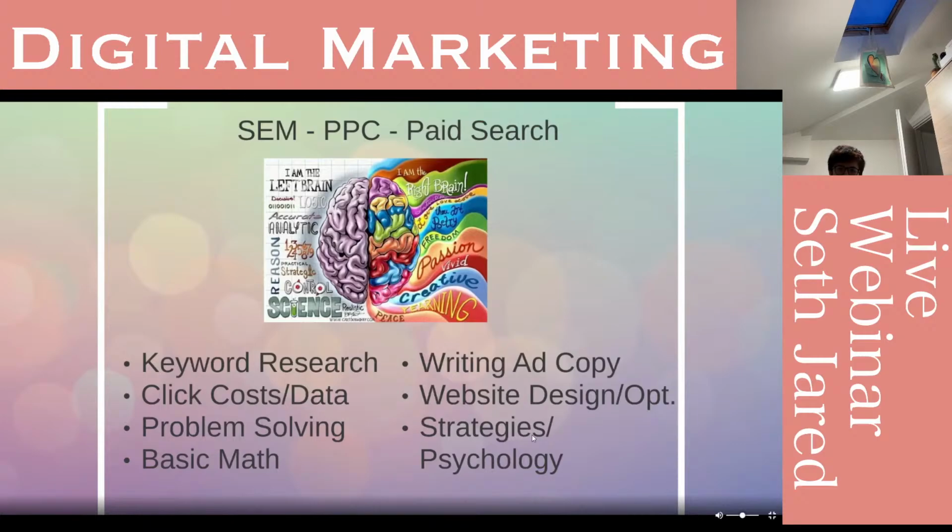What's so cool about this field, and why I think a lot of my students like it and I like it, is that it is a good mixture of left and right brain qualities, analytical and creative qualities that you need to do this job well. On the left brain, analytical side of things, you have things like keyword research, which is researching the words people are typing into Google, checking out what the cost of clicks are, analyzing the data, seeing what's being spent efficiently, what's not being spent efficiently, problem solving, and basic business math.